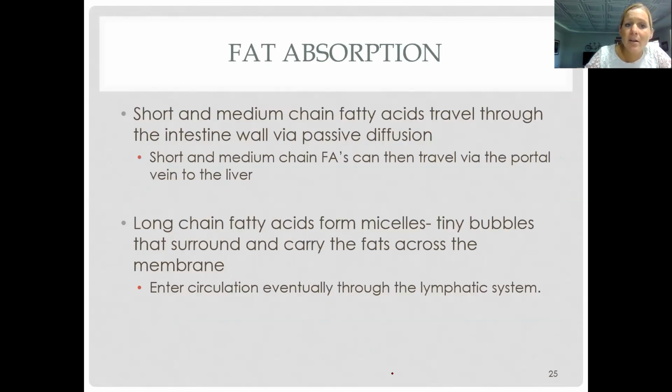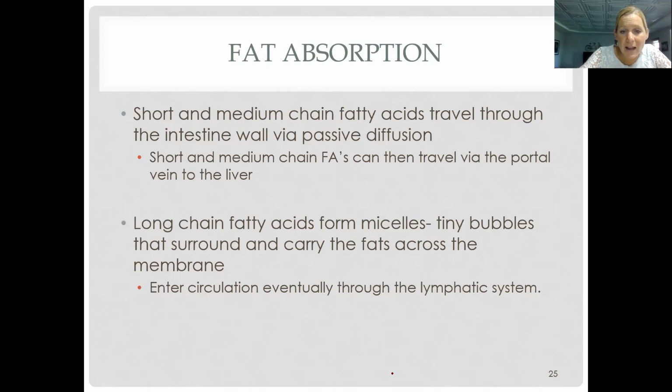Okay. So again, short and medium chain are going to absorb through that intestinal wall via passive diffusion. Okay, so they're going to travel into the hepatic portal system, just like we talked about with carbohydrates, and they're going to go to the liver where they can be processed. Okay, simple enough. Passive diffusion is nice. It doesn't cost us anything. They're just going to travel across the membrane wall, no problem.